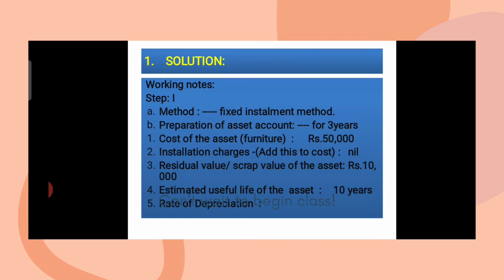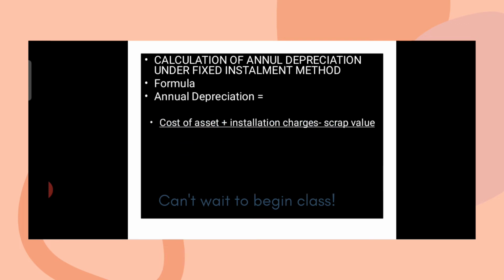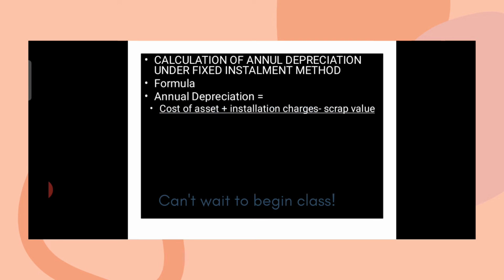After that we need to calculate depreciation using a formula. See, calculation of annual depreciation under fixed installment method. Here we use the formula: annual depreciation is equal to cost of asset plus installation charges minus scrap value, divided by estimated useful life of asset. This is the formula we have to use for calculating the annual depreciation under fixed installment method.